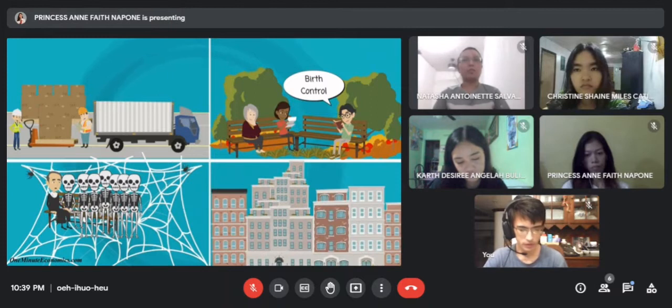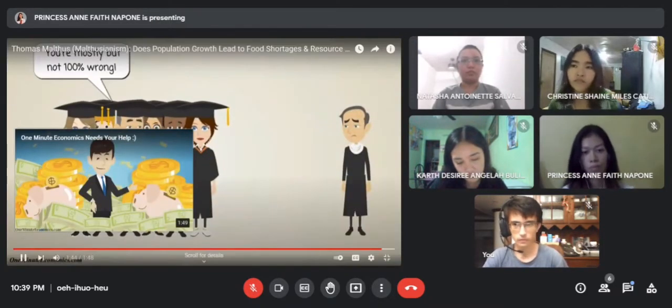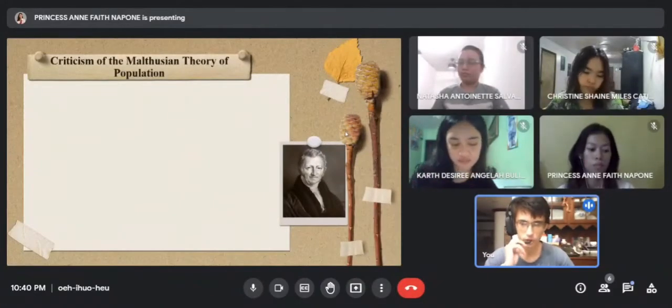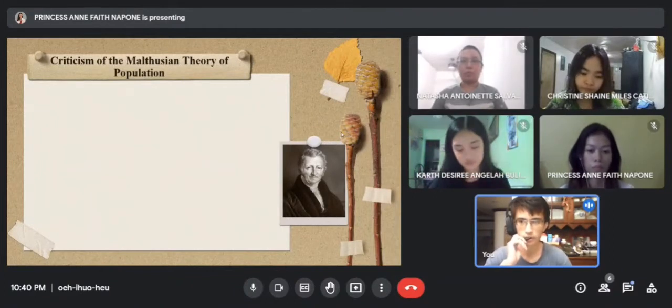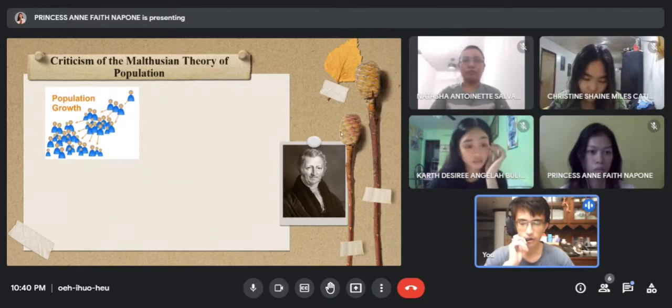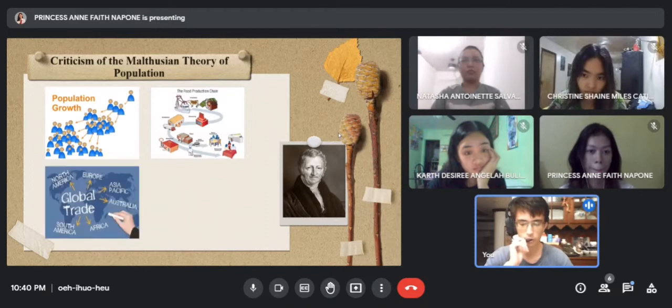Four, people aren't just resource consumers. Having a higher population also means having more producers, innovators, and so on. All in all, while Malthusian thinking may not be the most compelling approach, we shouldn't blindly dismiss everything that has to do with it. So, the next one is criticism of Malthusian theory of population. The first one we have population growth, and the second one we have food production. For the third, we have global trade, and for fourth, we have calculations.